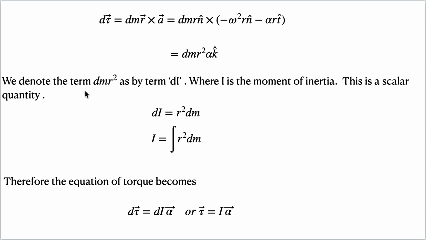So we denote the term dm r square as the moment of inertia term dI, where I is the moment of inertia. This is a scalar quantity, and as we defined, dI equals r square dm. On integration we can get the moment of inertia of the entire rigid body as I equals integral r square dm. Therefore the equation of torque becomes d vector tau equals dI vector alpha, or tau equals I vector alpha.